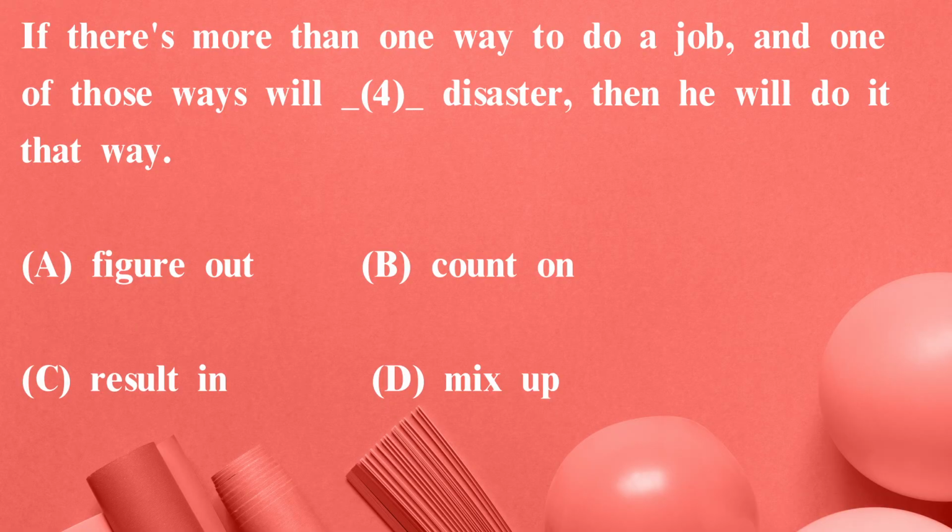That means angry here. He got angry and said, "If there's more than one way to do a job, and one of those ways will blank disaster, then he will do it that way." Well, that's not a very nice thing to say, but it may be true. But he was angry about this because he kept making mistakes.